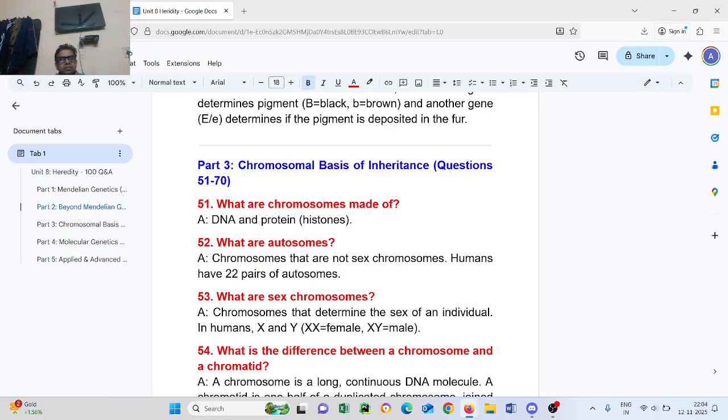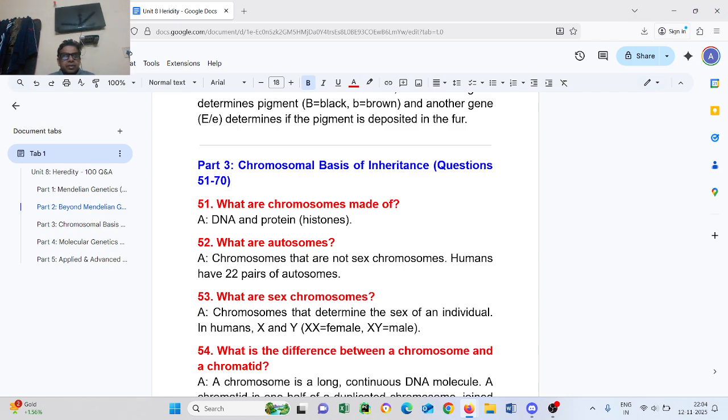Question number 53. What are sex chromosomes? Chromosomes that determine the sex of an individual. In humans, X and Y are the sex chromosomes: XX for female, XY for male.